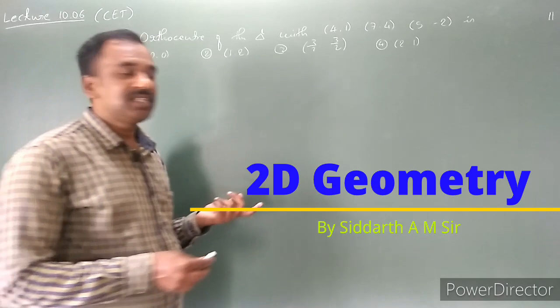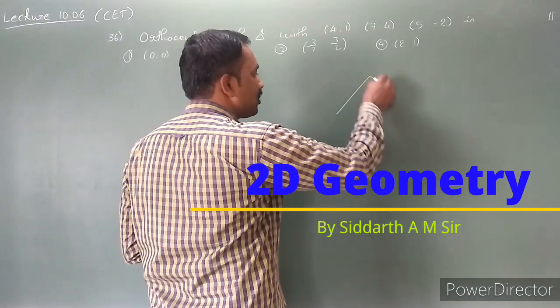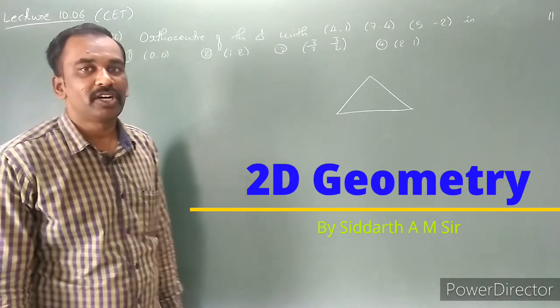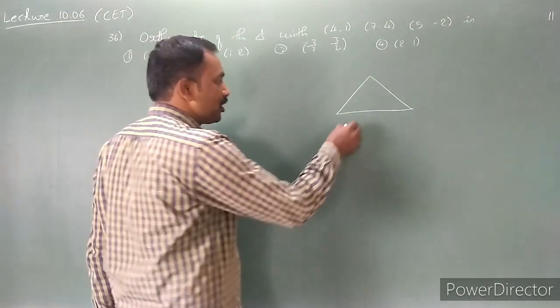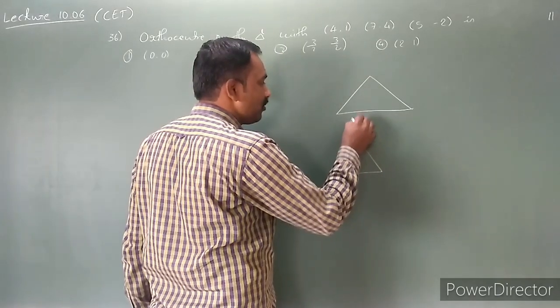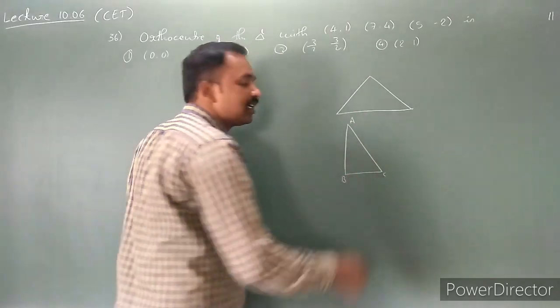What is meant by the orthocenter of the triangle? The orthocenter of the triangle is nothing but the point of concurrence of the altitudes. So the point of concurrence of the altitudes of any triangle, we know that is the orthocenter of the triangle.